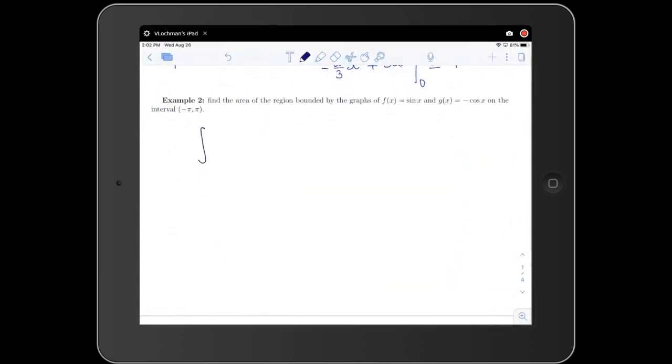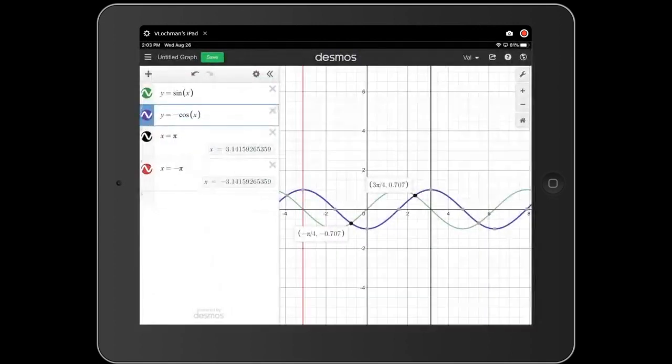Okay. Now, which function was top and which one was bottom? Let's go back. Let's see. The green one is sine. The purple is negative cosine. So on this interval, from negative pi over 4 to 3 pi over 4, the top function is sine. We have to be careful because on the other sides, it's alternated.